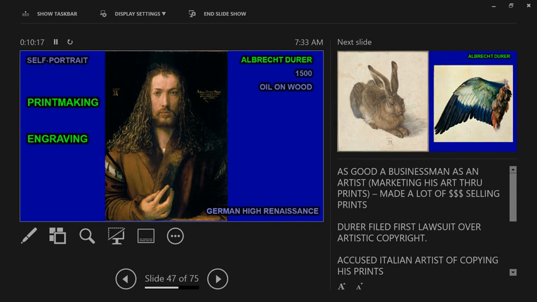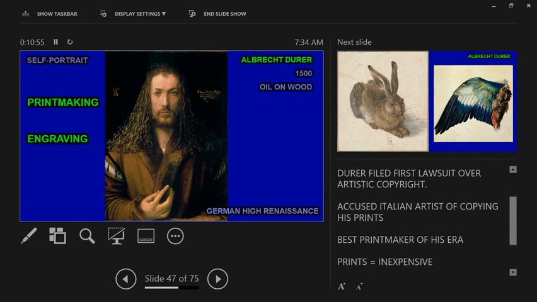But it's not his paintings that I want us to look at. It is the engraving and printmaking that he was so talented at that he made his fortune in. He was as good a businessman as he was an artist. And through marketing his artwork through prints, he made a lot of money selling his artwork. Most of the artists that we're going to look at this semester did not, they died poor. So this is one of those few that was very, very rich throughout his life because of business decisions that he made with his art.